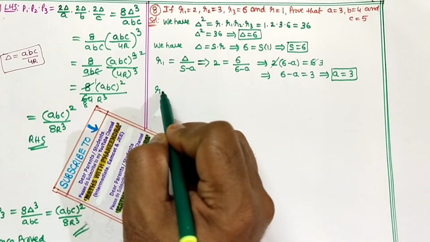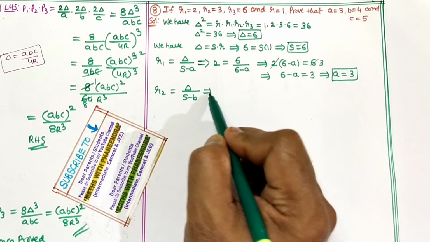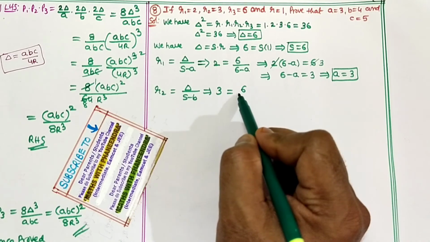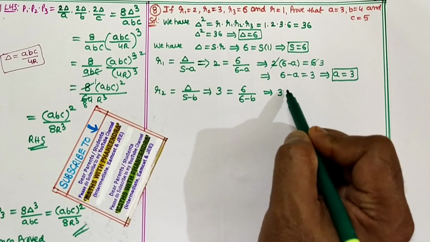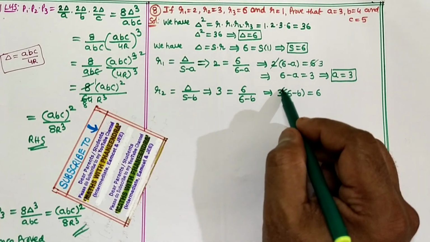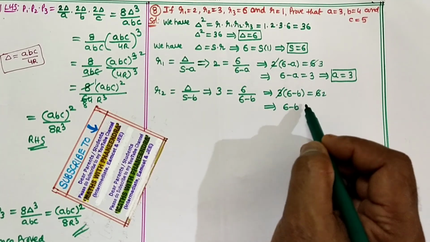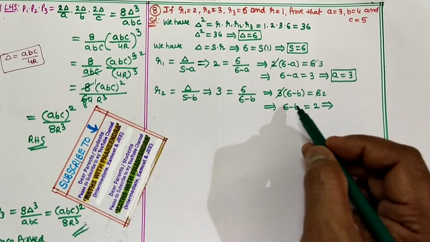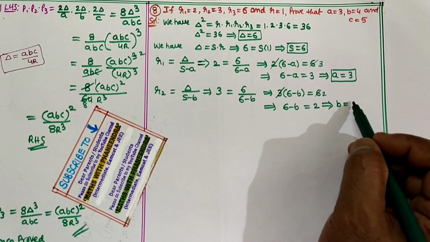Now similarly R2 equal to delta by S minus B. That implies R2 value is 3 is equal to delta value 6 by 6 minus B. Cross multiply: 3 into (6 minus B) is equal to 6. 3 ones are 3, 3 twos are 6. So that implies 6 minus B equal to 2. That implies 2 we are taking into the LHS and minus B we are taking into the RHS. So B is equal to 6 minus 2, 4.